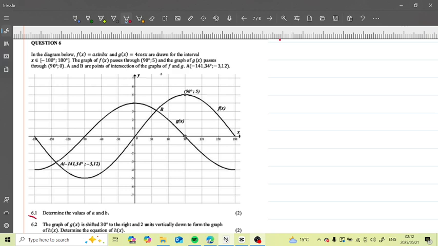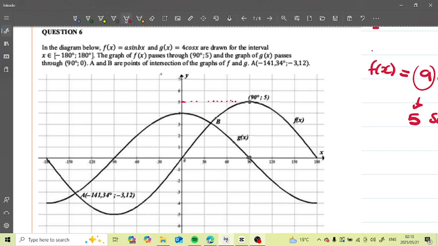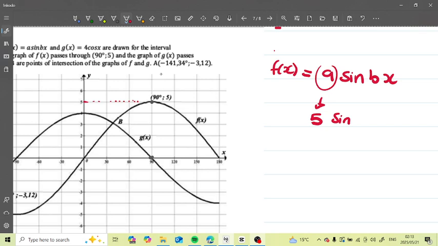Now remember, if you look at your f of x function, this is given as a sine bx. What is a? A is your amplitude. If I zoom in here on the graph, if you look at the highest point, can you see that it is at 5? So my value of a, my amplitude, would be 5. Looking at the shape of this sine graph, this is a normal sine graph, so I don't think the value that multiplies x is different from 1. So my value of b is going to be 1.